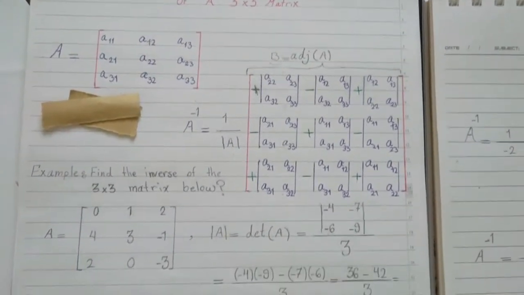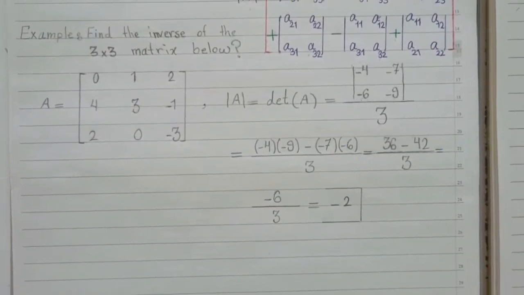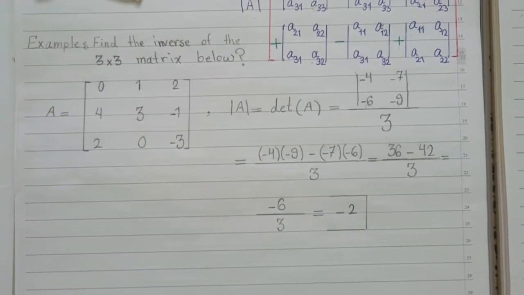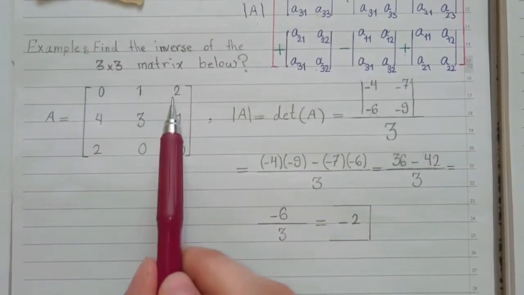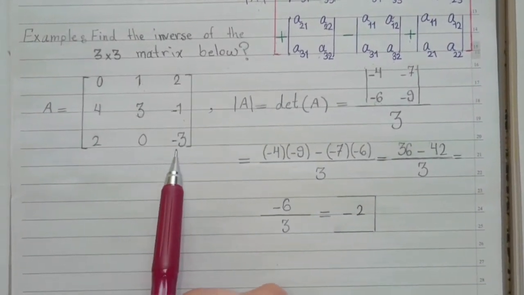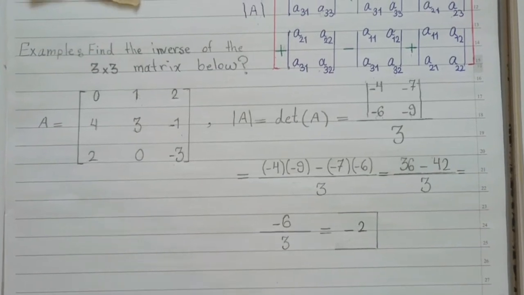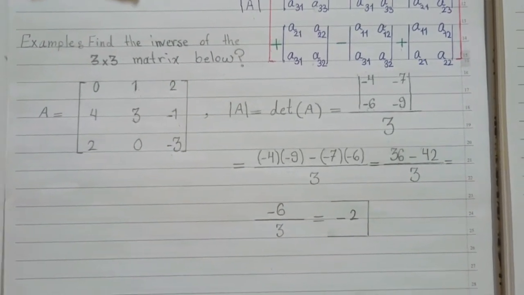Okay. And here is an example. Find the inverse of the 3 by 3 matrix below. We have a matrix A with these following elements: 0 1, 2 4 3, negative 1 2, 0, and negative 3. First, in the first step, we need to find the determinant of this matrix, and I'm going to use the quick method.